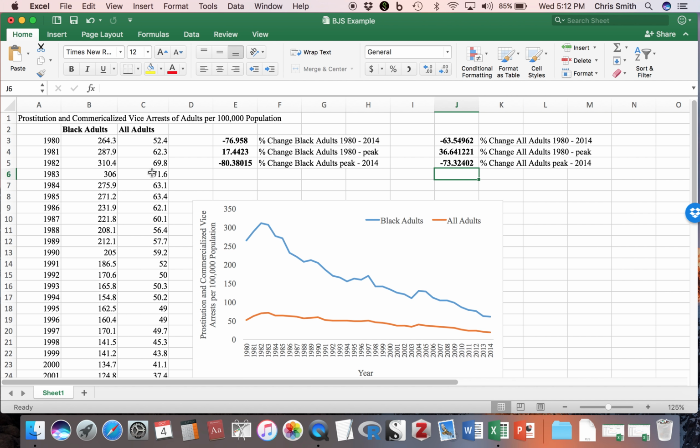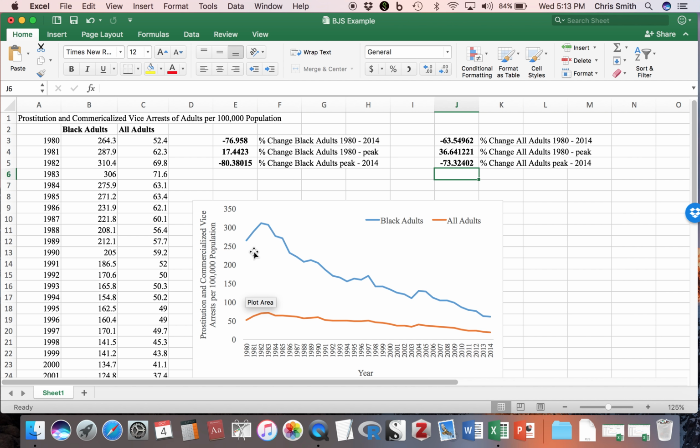The decrease from the peak in 1983 to the most recent data point in 2014 is 73%. This percent change was slightly smaller than the decrease for Black adults. And here we actually see a less dramatic gap between the arrest rates between Black adults and all adults. Certainly this gap is smaller than this gap, and that's something that you'll be writing about in your paper as well. So that's useful for those of you that use the BJS site.